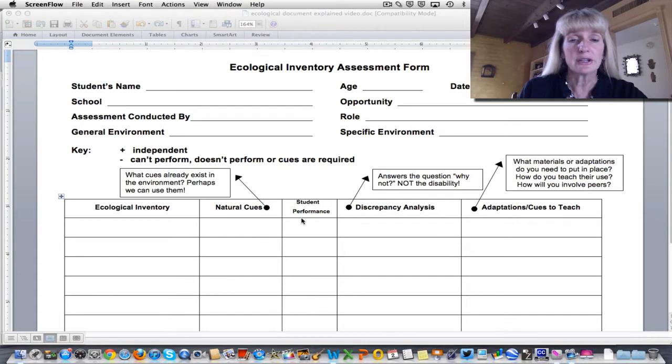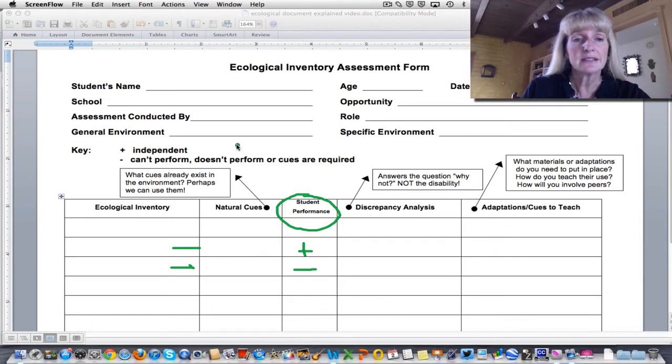The next part is simply the assessment, which you're going to go through for each one of these steps, and you're going to determine whether or not the student can do them. A simple plus or minus will do. If they can do it independently, they get a plus. And if they can't perform it, don't perform it, or you have to give them cues, then that's going to be a minus for that step.